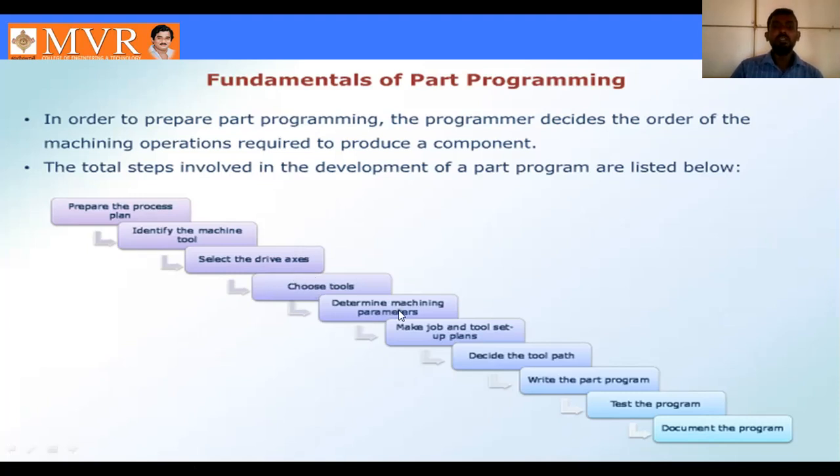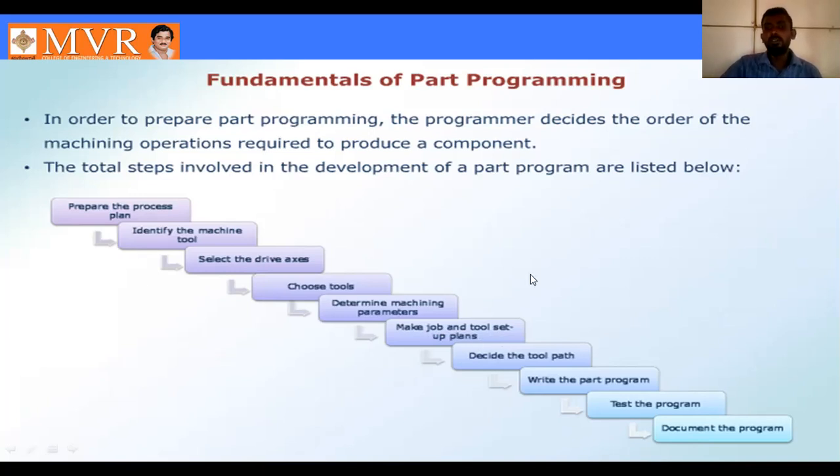Next is to determine the machining parameters. Parameters are nothing more than the dimensions of the object, which we can determine. Next is to make the object and tool setup plans. Automatically, the tool will be changed.